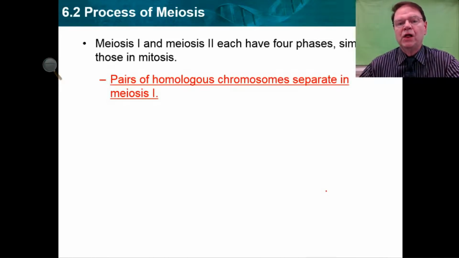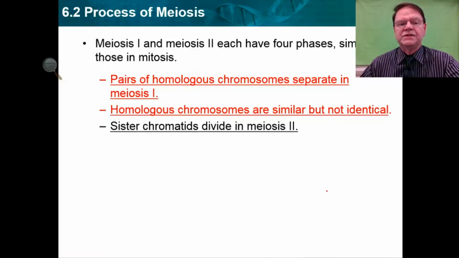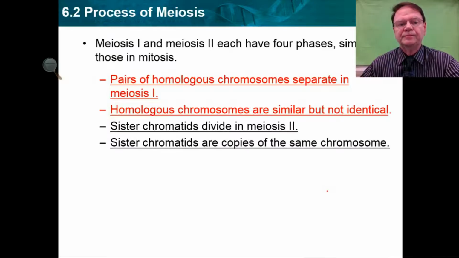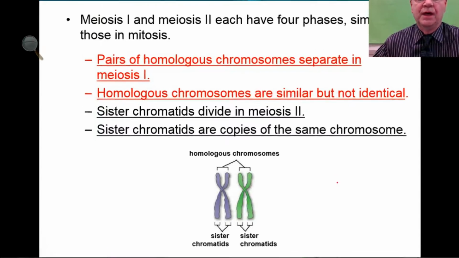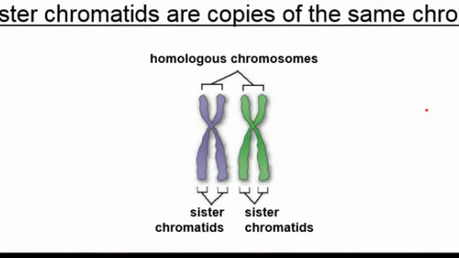There are pairs of homologous chromosomes that separate during meiosis 1. And these homologous chromosomes, again, they're similar, but they're not identical. Now, the sister chromatids are going to divide from each other in the second round of 4 phases, referred to as meiosis 2. And these sister chromatids are copies of the same chromosome from the original parent, from each original parent. Again, this diagram may help you make those distinctions.